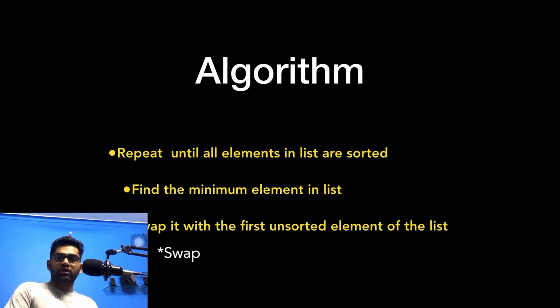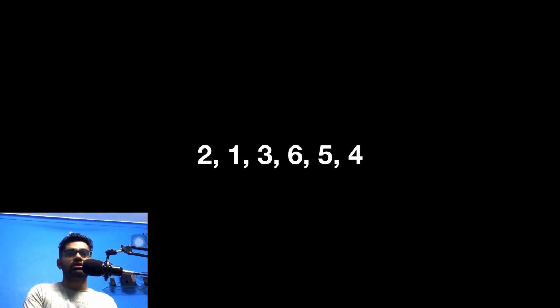First of all, we need to repeat our loop until all elements are sorted. After that, we need to look for the minimum element in the list, and after finding that minimum element, we need to swap it with the first unsorted element of the list. If you don't understand it, that's fine. You will just get it in a moment. Wait. Let's look at an example.